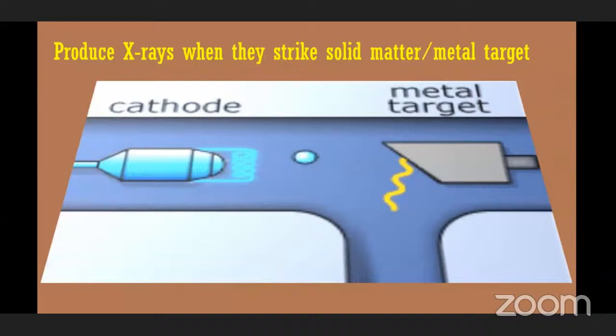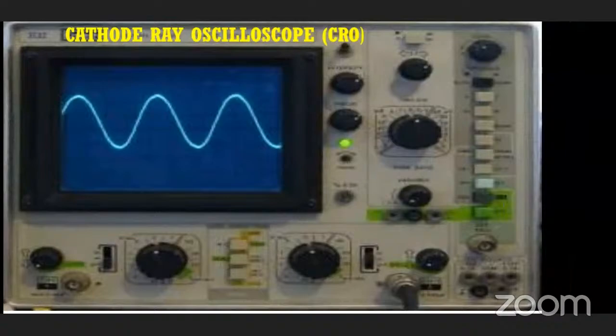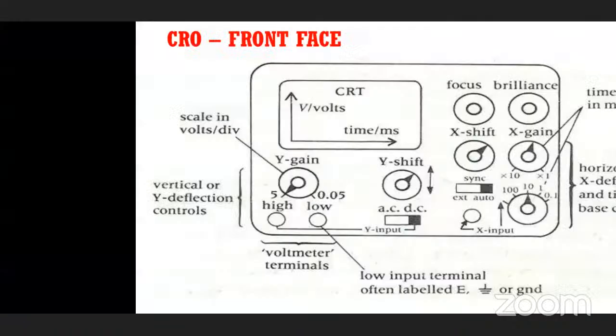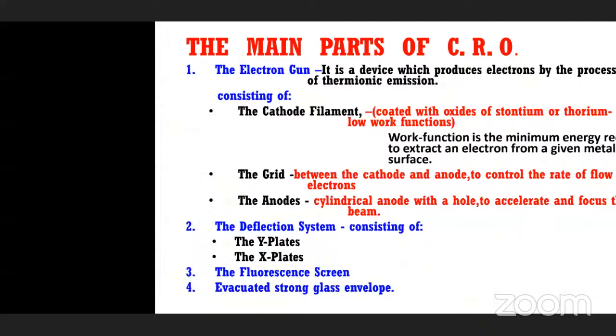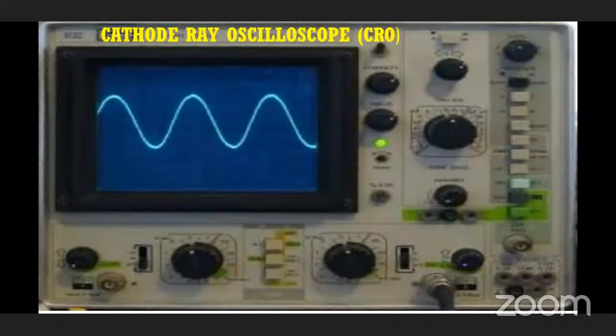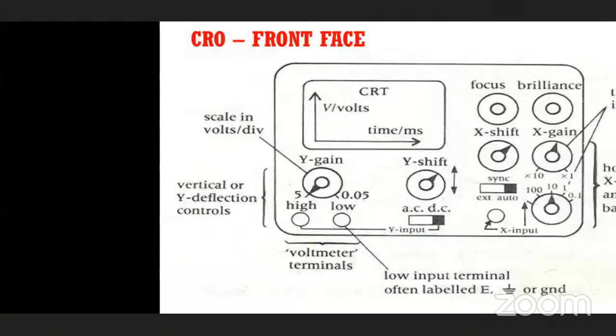So we have another part, that is the cathode ray oscillograph. And I think I will discuss this one later. Let us leave it at that point. Then we discuss the cathode ray oscilloscope. This one is another part which is very important. And at this point, we are going to discuss the parts of the cathode ray oscilloscope.